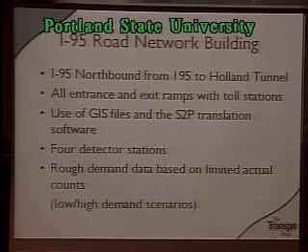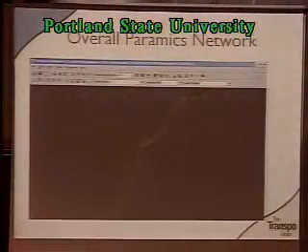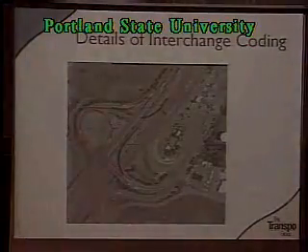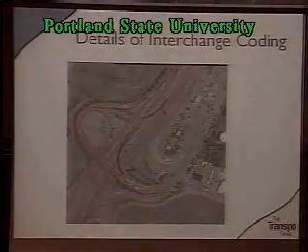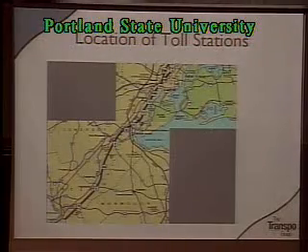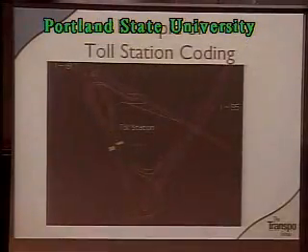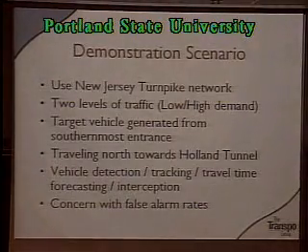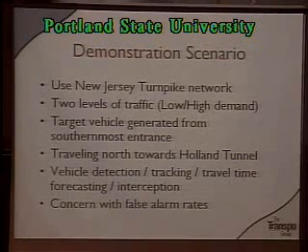I'm going to pass quickly on this. This shows the network that was coded. We coded all the interchanges and toll stations, as this is a toll road freeway. This shows some details of interchange coding. These are the toll stations that are numbered on this graph along the freeway. This is what we did as part of this project.